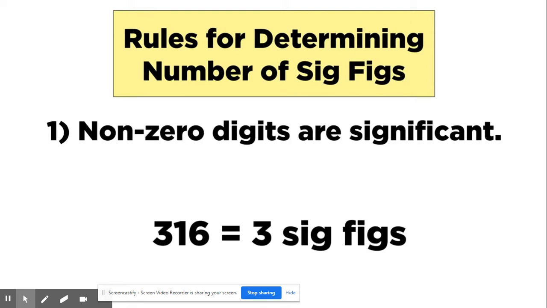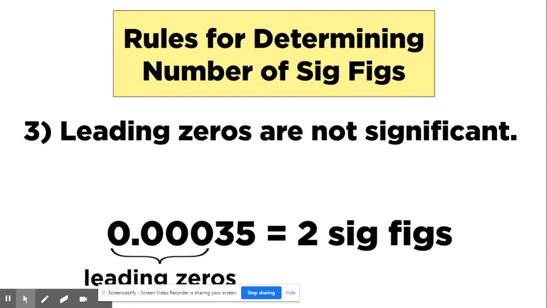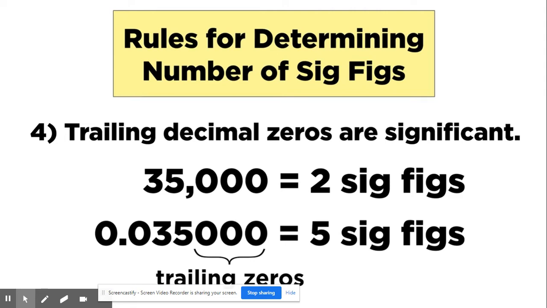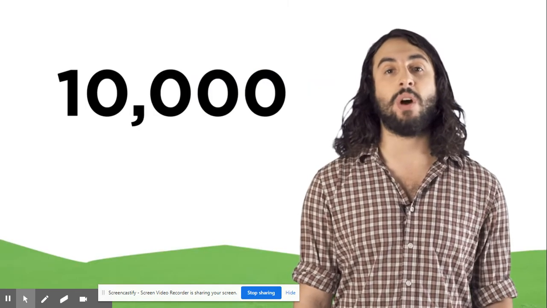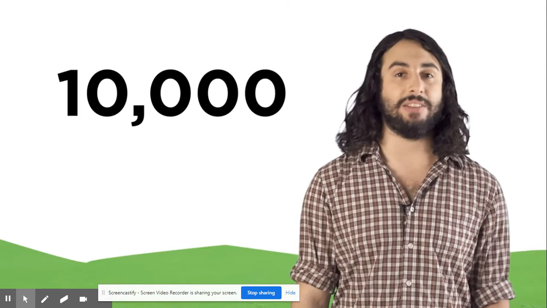1. Any digit that's not 0 is significant. 2. Zeros in between other non-zero digits are significant. 3. Leading zeros, ones that come before the first non-zero digit, are not significant. And 4. Trailing zeros, the ones that come after the last non-zero digit, are only significant if they are decimal zeros. So 10,000 only has one significant figure, which really means it's about 10,000, not exactly 10,000.